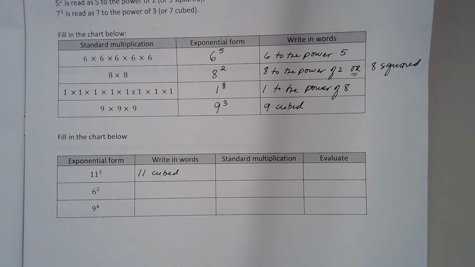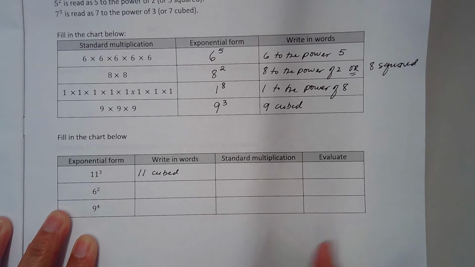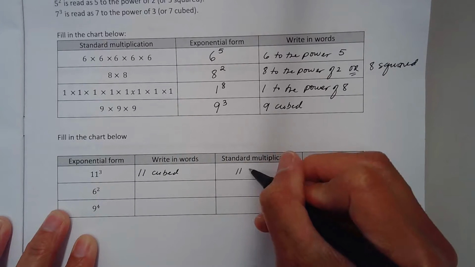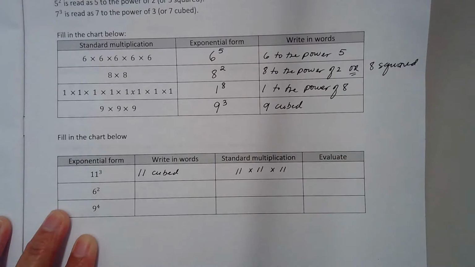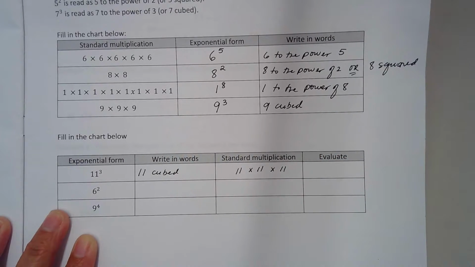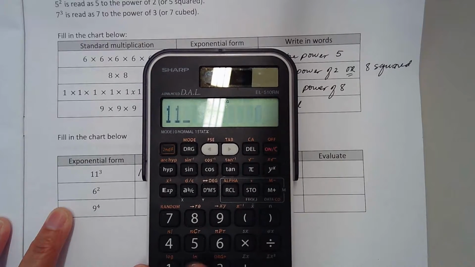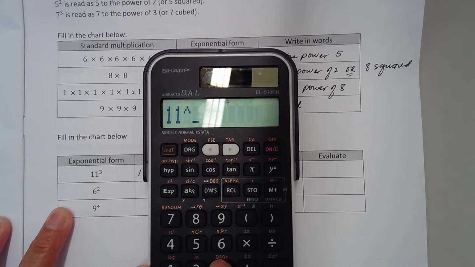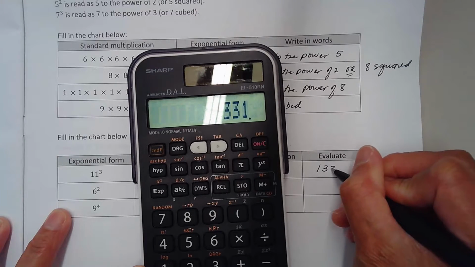Okay, it's all good? So what would this be? 11 cubed? Standard multiplication would be 11 times 11 times 11. And then the evaluated form would be 1,331.